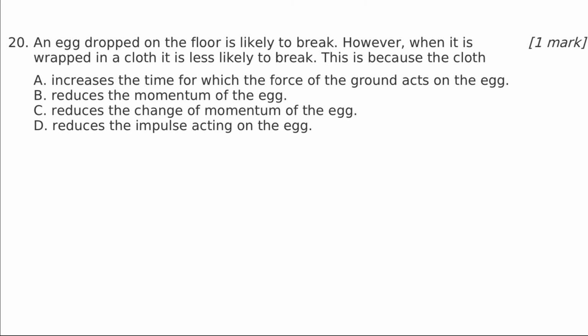Last one, I like this one a lot, okay? Egg dropped on the floor, likely to break. When it's wrapped in a cloth, it's less likely to break. This is because, when we're trying to break an egg, we're trying to use force. Large force will break the egg, low force may not. Well, to see how this works, we need to use force is equal to delta P over delta T. Delta P is simply the change in the momentum. We assume that the change in momentum is constant here, i.e. we're going to simply bring the egg to rest, and we assume it's dropped from a consistent height.